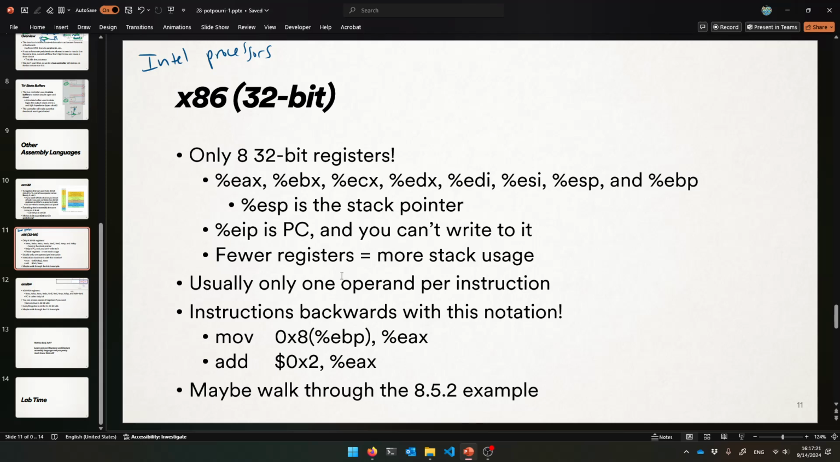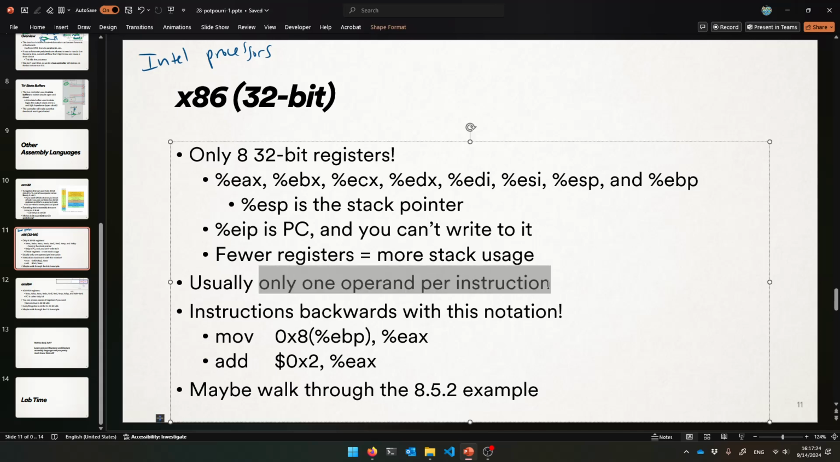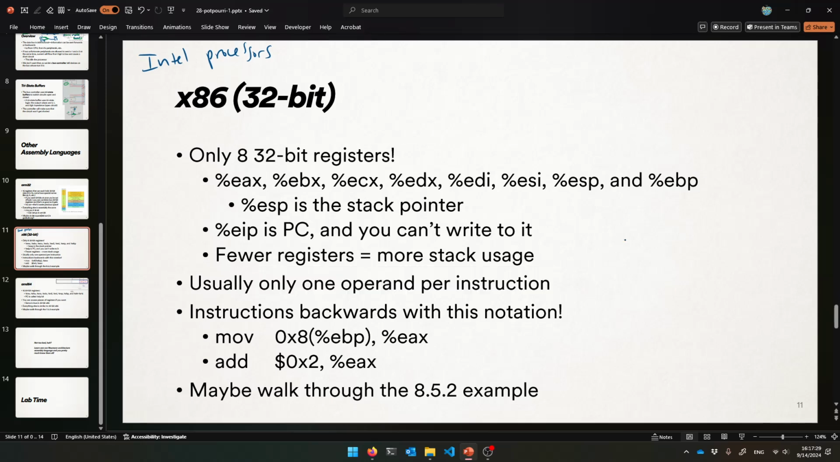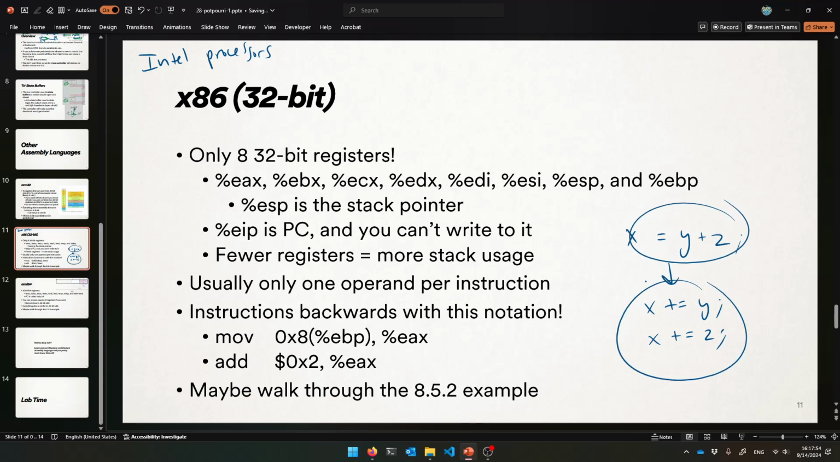So there's that, and then also the instructions look a little weird because you only have 1 operand per instruction. Imagine you're trying to compile the idea of x equals y plus z. You can't really do an add instruction, add these 2 registers into this one. In Intel assembly, it's more like a plus equals, add into x this 1 value. So in ARM, you could have made this 1 instruction. In Intel, this would have to be 2 separate instructions, right?